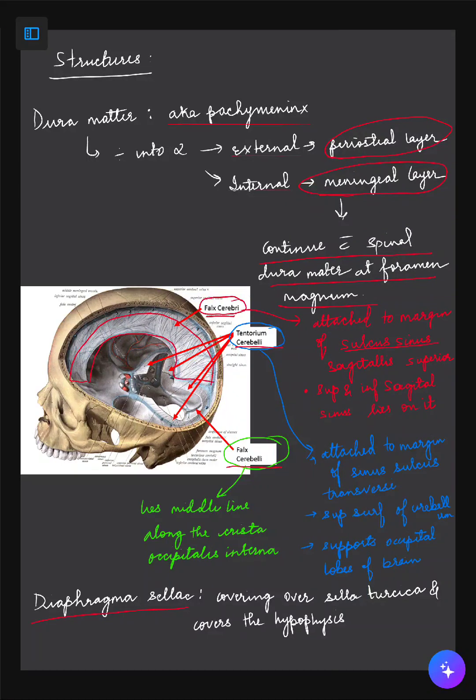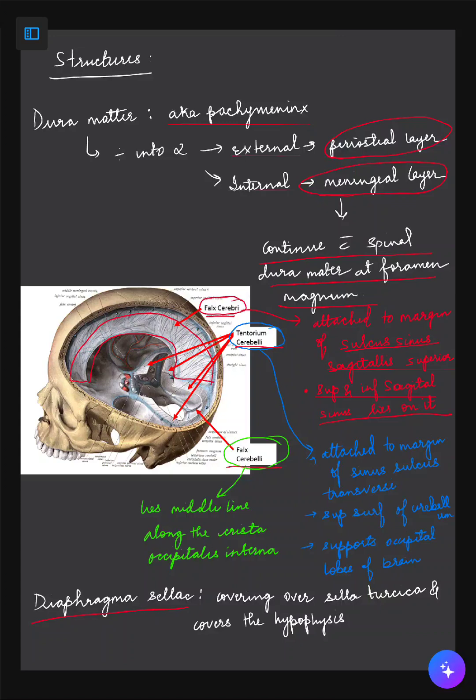Now this is attached to the sulcus sinus sagittalis superior. The inferior sagittal sinus lies on it. When I tell you about the sinuses of the brain, I will show you where the superior sagittal sinus is and where the inferior sagittal sinus is. You should know which process of the dura mater comes under this sinus. Under the sulcus sinus sagittalis superior, where the falx cerebri is attached, two sinuses come: superior and inferior sagittal sinus.